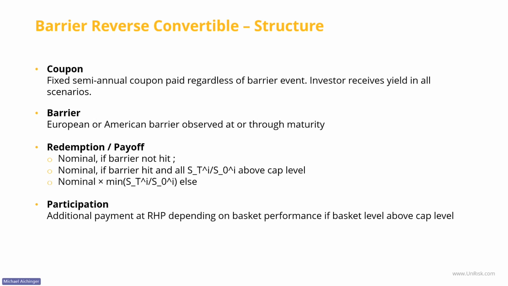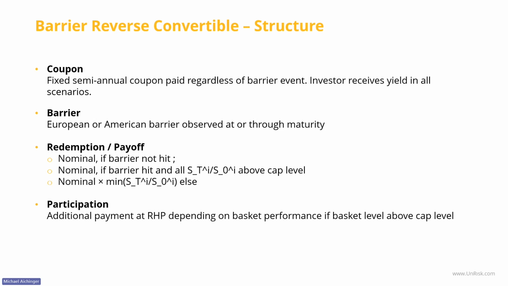The structure I have chosen is paying coupons in a fixed semi-annual way, regardless of the barrier effect. So investors receive yield in all scenarios. The barrier can be European or American barrier observed at certain observation dates or through maturity. In our case, I've chosen a European barrier, which is observed 7 days before the final payment date, plus of course the initial observation. I have chosen a slightly more complicated structure for the redemption and the payoff than it is in a standard barrier reverse convertible.